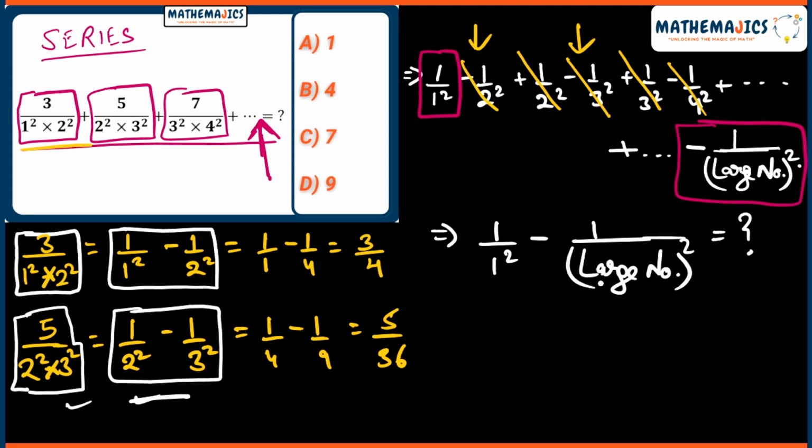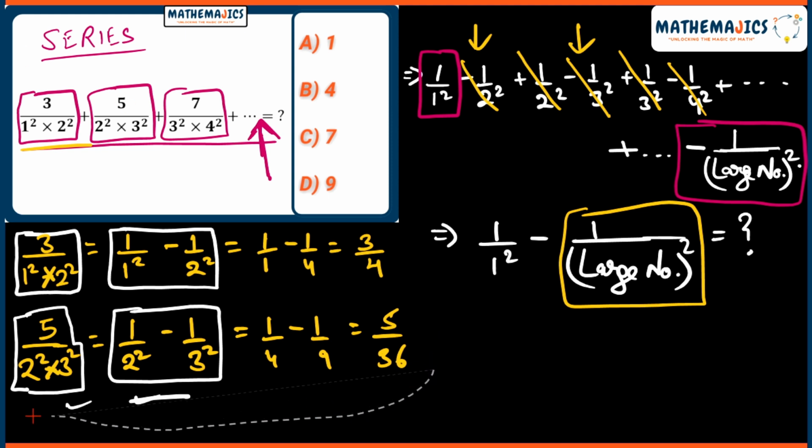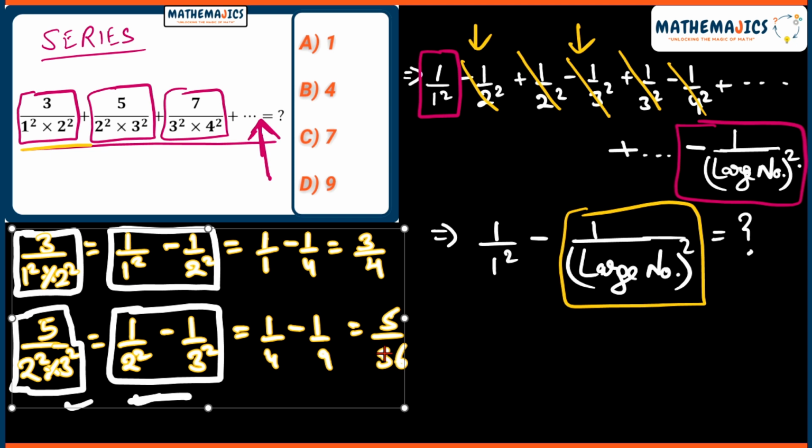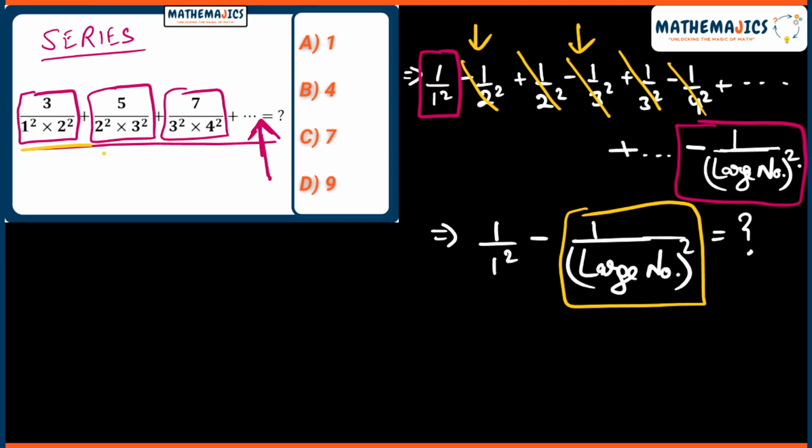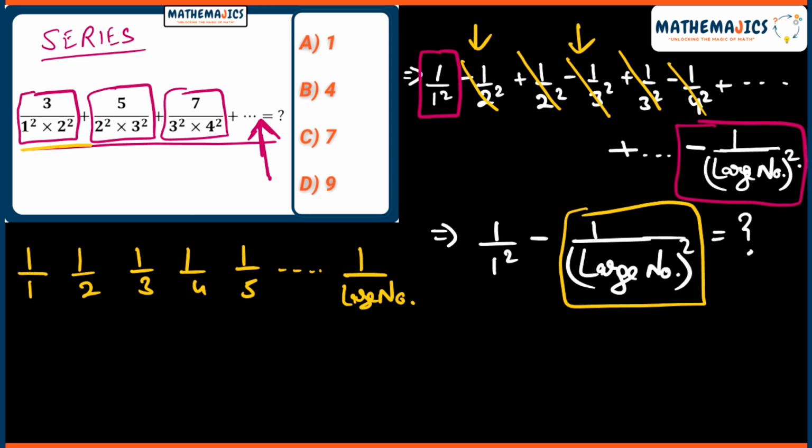Now, what will be the value of this term, 1 by large number square? For this, we will go back to the basics of fractions. For that, let me erase this part that is given here. Okay. So let's go to basics. Let's say I have a fraction 1 by 1. Then I have a fraction 1 by 2, 1 by 3, 1 by 4, 1 by 5. Like this, I go on and I have a large number at the end. Now, what happens? As the denominator increases, the value of the fraction decreases.